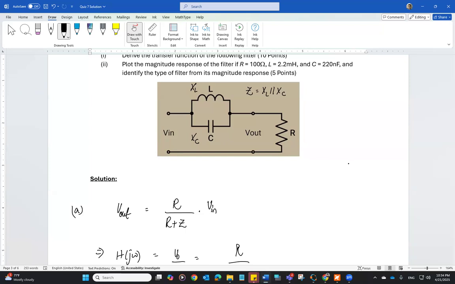At that time, XL and XC are just going to become equal, and they are going to cancel each other, making the equivalent impedance equal to infinity. So it's going to act as an open circuit. Admittance is going to become 0, and impedance is going to become infinity, or open circuit. And at that time, you won't have any output. So this is a band stop filter. It's not a band pass filter.